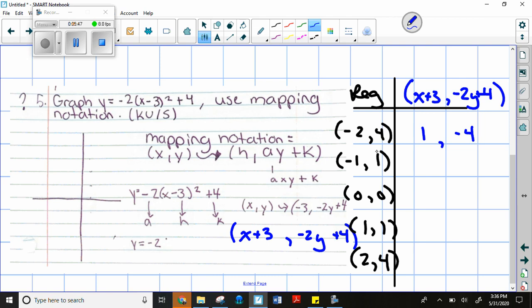So -1, our x value here, -1 plus 3 would give us 2. And our y value is going to be -2 times 1, which is -2 plus 4, which is 2. Okay. And then we're going to have a 3 there. And then I'm hoping I get some repeating of numbers, but we'll see. Then we're going to get a 1 plus 3 is 4, and then 1 times -2 is -2 plus 4 is 2. Okay, I'm starting to see some repetition of numbers.